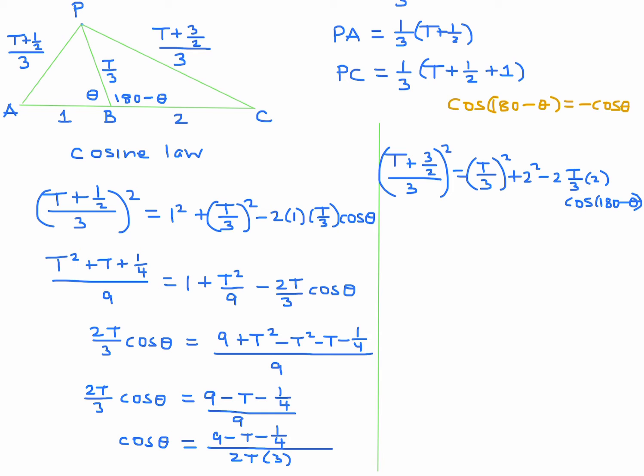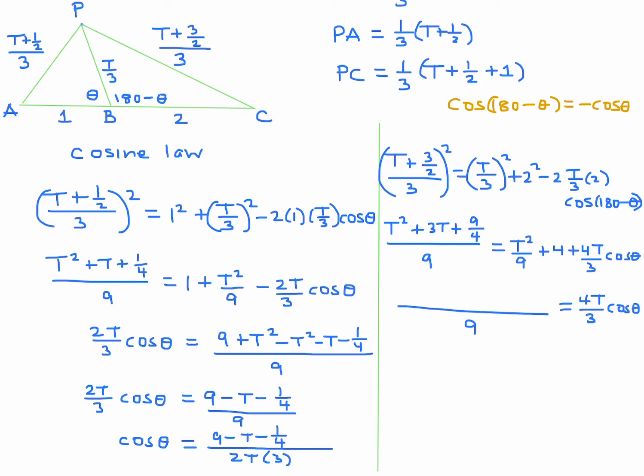Let's expand this. This is (t squared plus 3t plus 9 over 4) over 9. This is t squared over 9 plus 4 plus 4t over 3, and then substituting in cos theta. What I did was I put this as negative cos theta, and then that negative would cancel with that negative to give a positive, so that's why it's positive. Okay, let's put everything on one side. I'll keep the 4t over 3 cos theta here, and then put everything else on the other side.